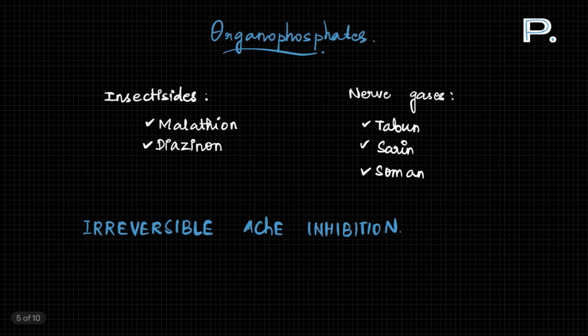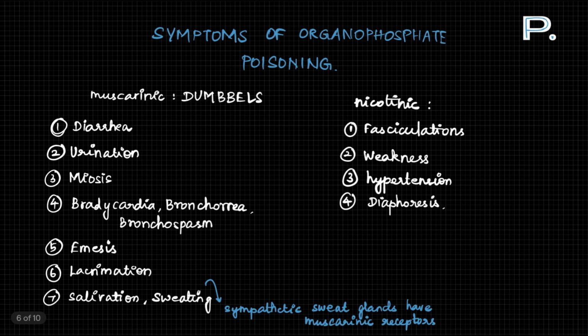Proceeding with that, we'll learn what are the organophosphate compounds. Organophosphate compounds can either be insecticides or nerve gases. The examples of insecticides are malathion and diazinon, and the nerve gases are tabun, sarin, and so on. The mechanism of action is irreversible acetylcholine esterase inhibition, leading to cholinergic symptoms.